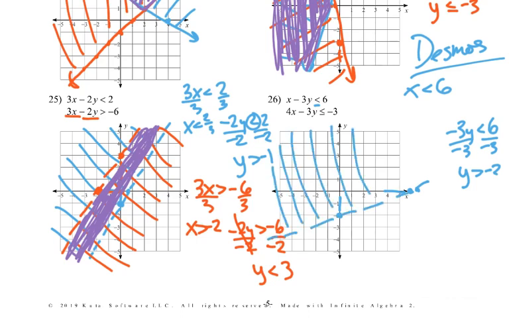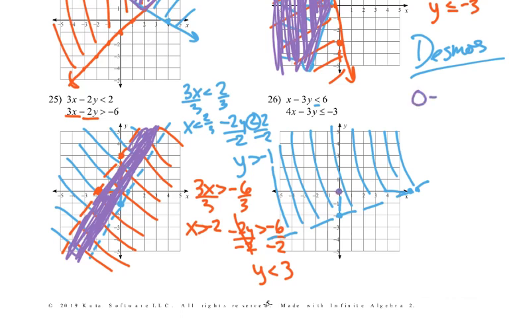Now, if you can't see how I'm using the inequalities to help me shade, then what you would do is pick a test point, so like 0, 0, and then plug 0 in for x, 0 in for y, and then we see if it's true. If it's true, that's the area you shade. If it's false, you shade the other one.